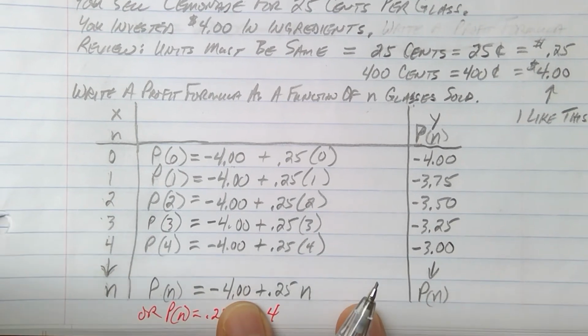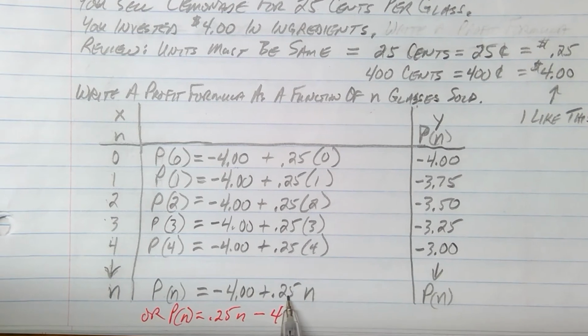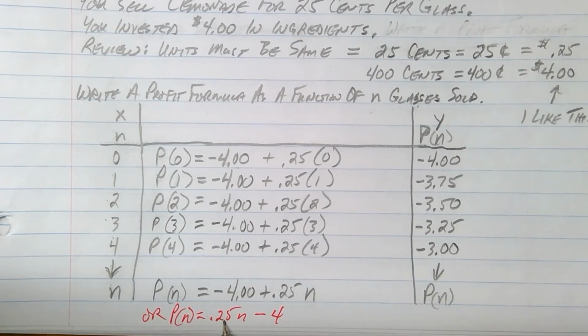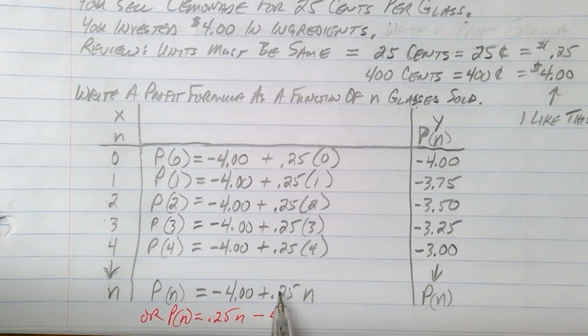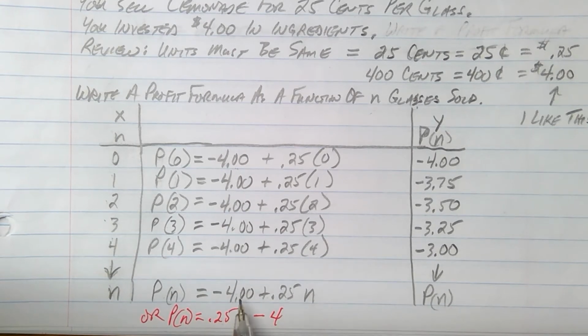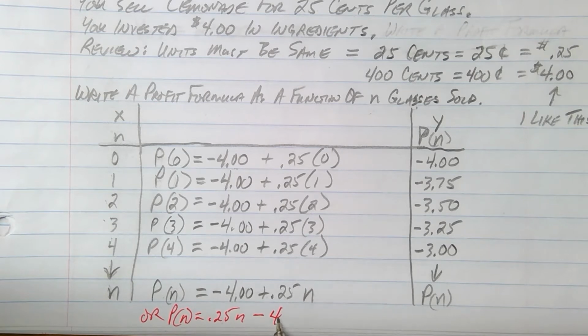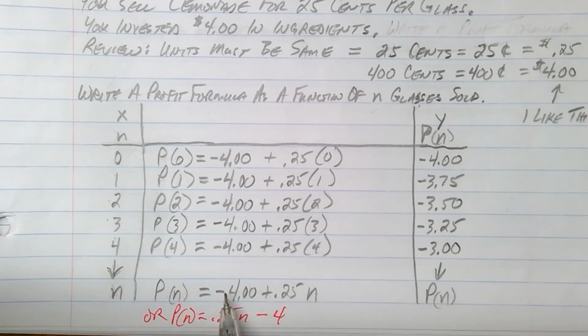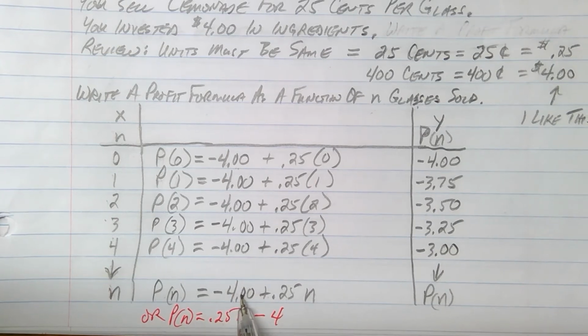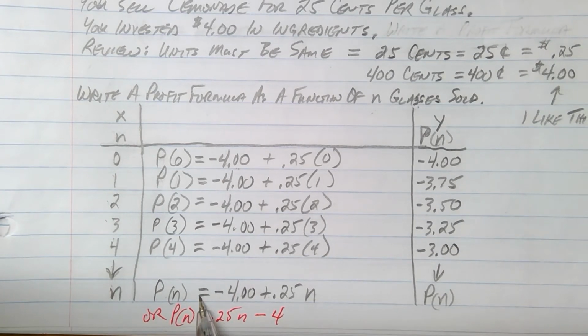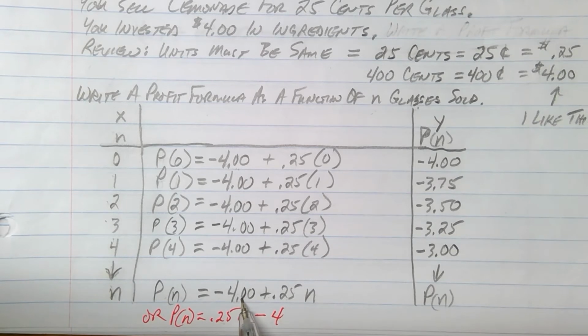Now don't be alarmed. I just want to show you this. Don't be alarmed if they put the 0.25 in right here and the negative 4 right here. That's fine as long as the 0.25 is positive like this and the negative 4 stays negative. That's okay. They can switch places as long as the signs go with them. Personally, I like to put the initial value right after the equal sign. The initial value is the amount you started with.